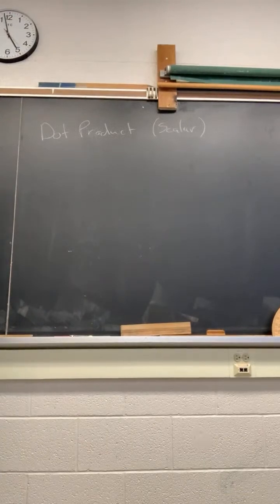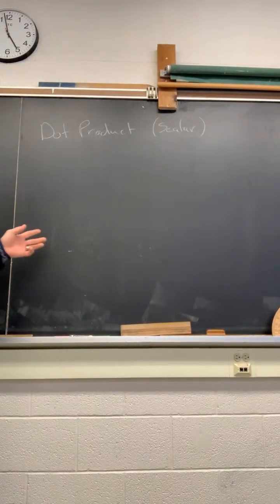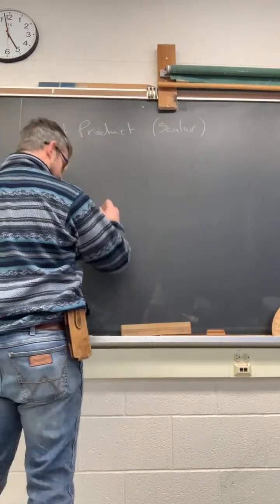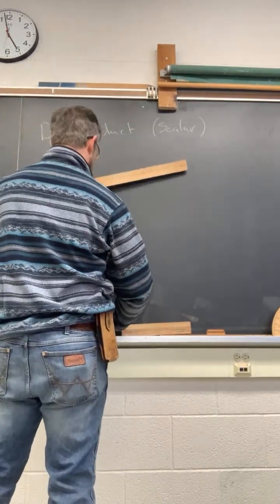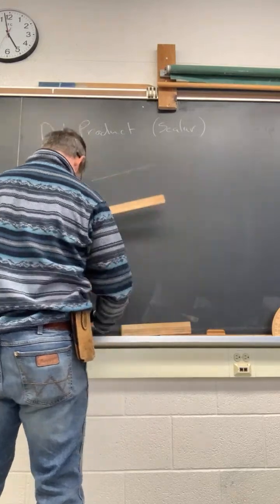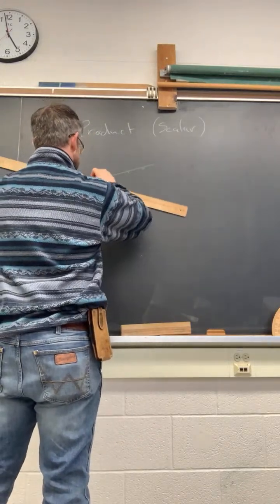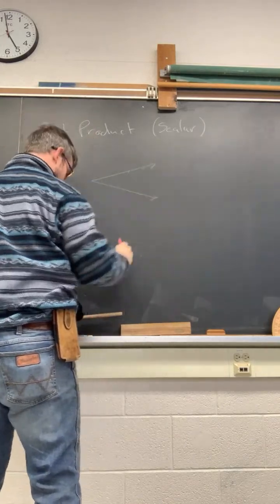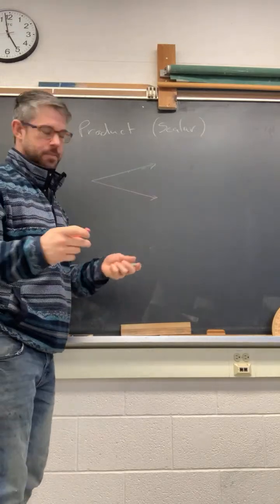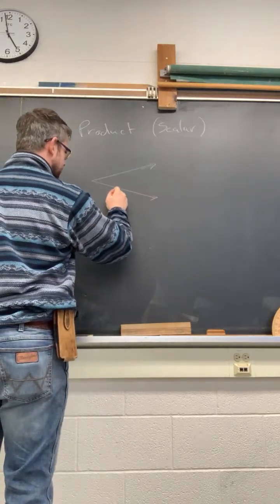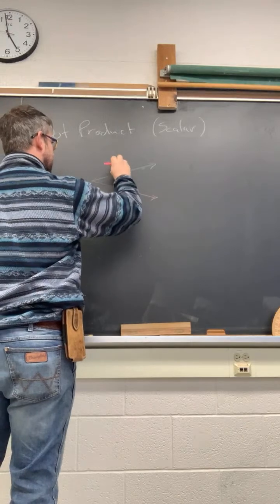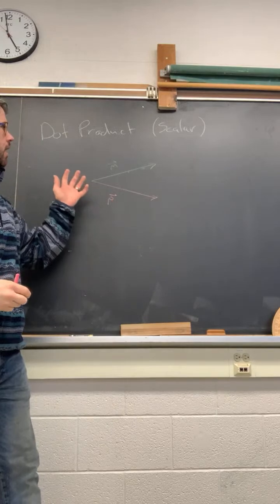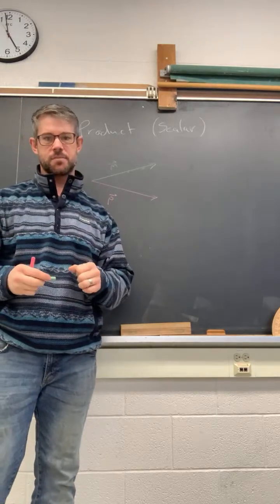All right. So dot product or scalar product. Now, when we're talking about a product, we need to be talking about two things. So let's draw two vectors. I'll go ahead and draw them with a ruler. I will draw one vector in green, and I will draw another vector in red. And so these are my two vectors. I'm going to call this vector P, and I'm going to call this vector M. And so I have two vectors, and I'm considering what a multiplication of these things might look like.